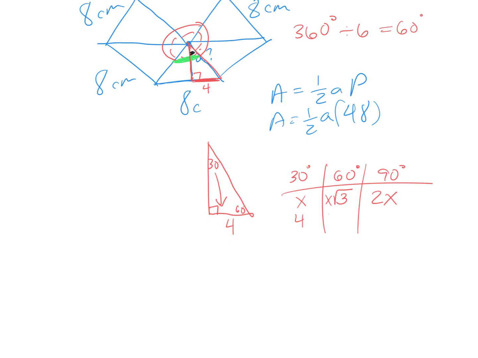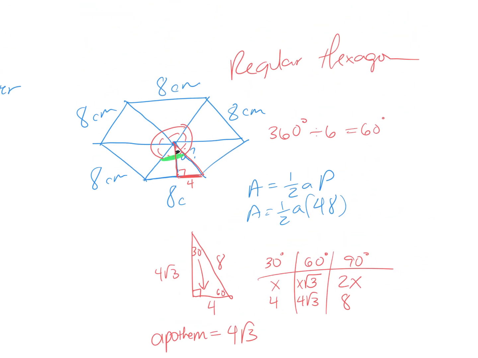So now the side across 30 is 4. That means the long leg is 4 square root of 3. And this one is 8. But we don't need this one. We need the apothem. Which side is the apothem? 4 square root of 3. Yep. So we got our apothem. We had to do special right triangles to find our apothem. Sometimes you even have to do trigonometry to find your apothem. Now that we have our apothem, we can go.